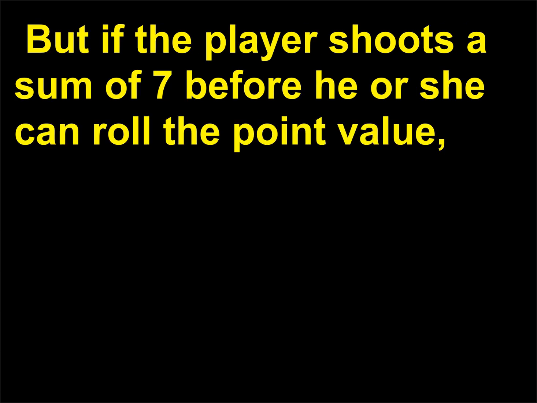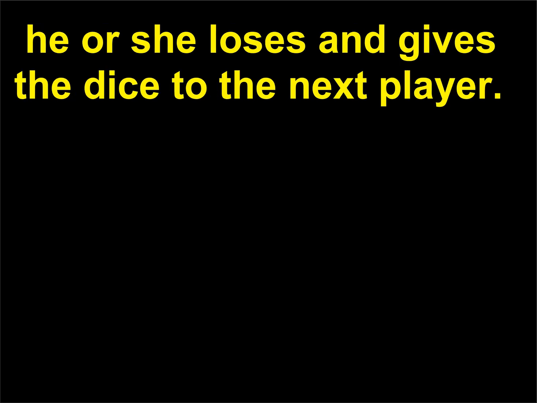But if the player shoots a sum of 7 before he or she can roll the point value, he or she loses and gives the dice to the next player.